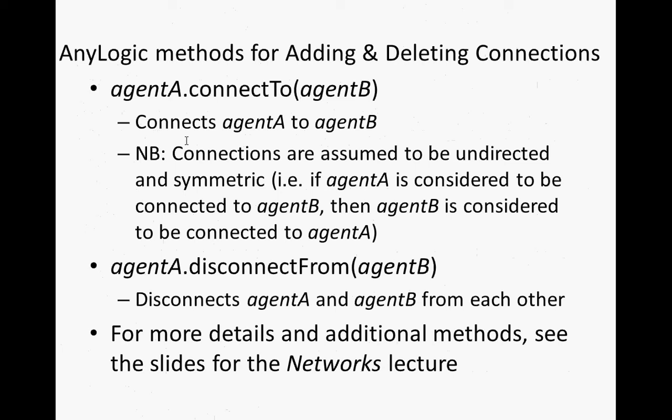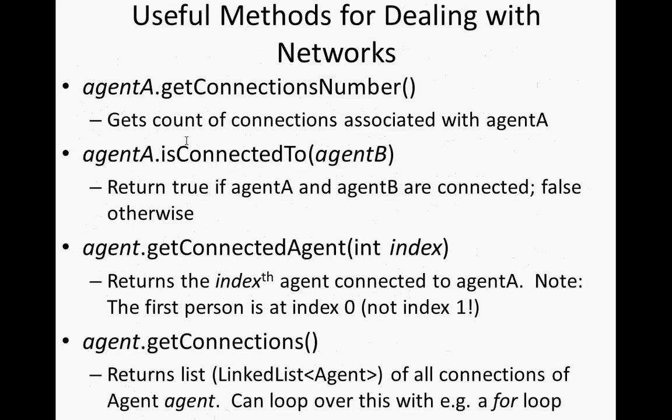Here are some other methods for dealing with it. Agent A get connections number gets the number of connections, is connected to returns whether they're connected. They can get the connected agent 0, 1, 2, and you can get all the connections for a given node. Okay, I think I'm going to drop it there.